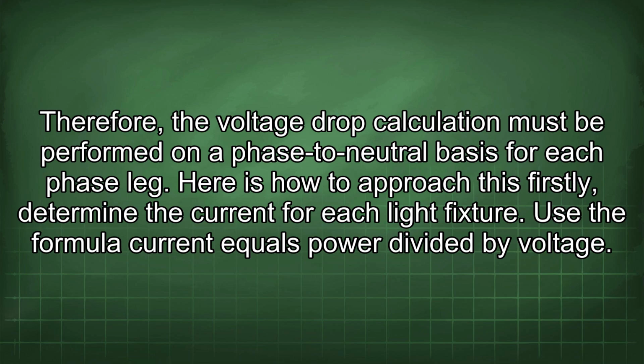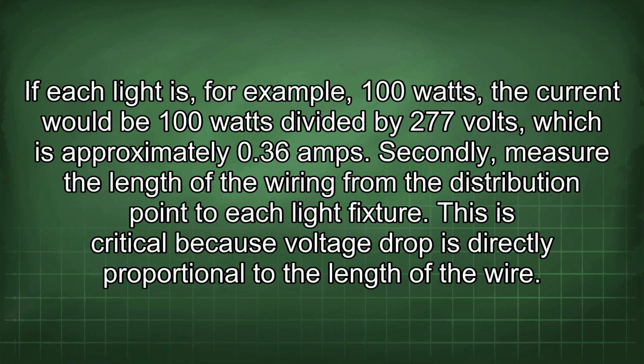Firstly, determine the current for each light fixture. Use the formula current equals power divided by voltage. If each light is, for example, 100 watts, the current would be 100 watts divided by 277 volts, which is approximately 0.36 amps. Secondly, measure the length of the wiring from the distribution point to each light fixture. This is critical because voltage drop is directly proportional to the length of the wire.